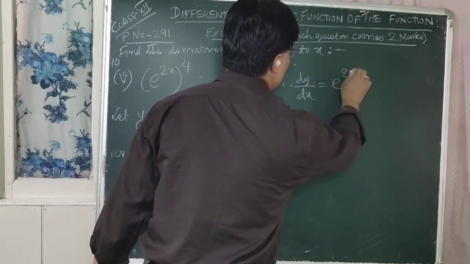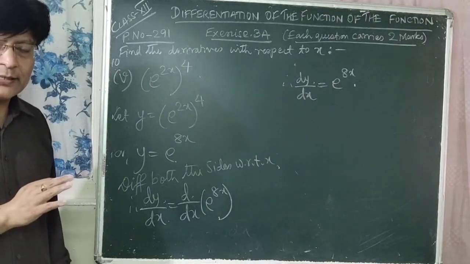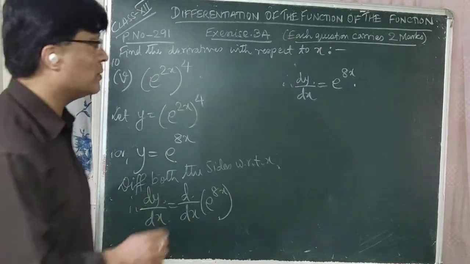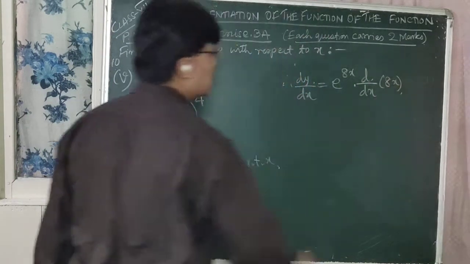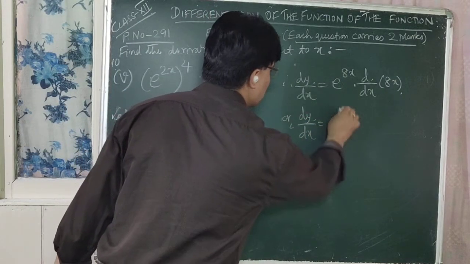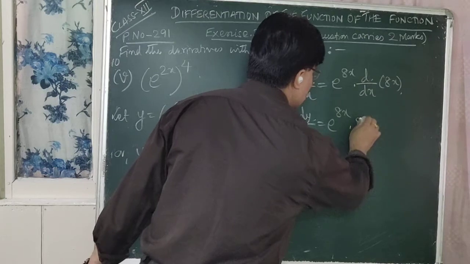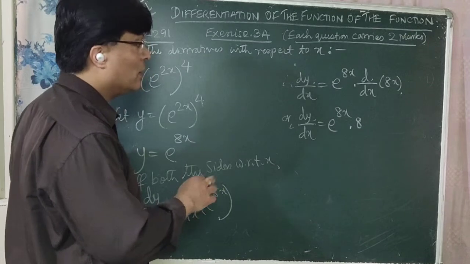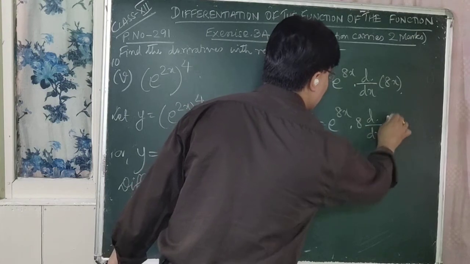But here you should write e to the power 8x into, again, the function which is assumed as x is also to be differentiated. You have to differentiate the function which is assumed as x, that is d by dx of 8x. Is that clear? So dy by dx is equal to e to the power 8x into, what is d by dx of 8x? Since 8 is with the variable, 8 comes in the front, that is before d by dx. So 8 into d by dx of x.